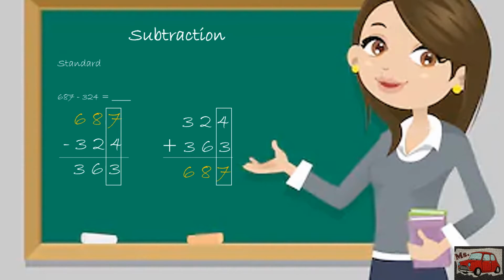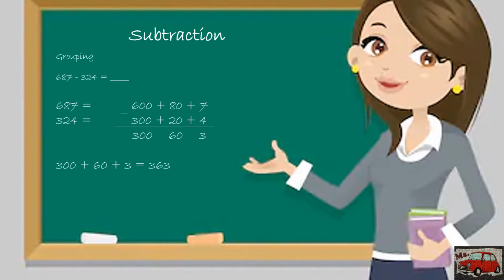To check if our answer is correct, we know that the opposite of subtraction is addition, so we just add the difference and the subtrahend. Again, same, we line them up according to their place value. So, 4 plus 3, 7, 2 plus 6, 8, 3 plus 3, 6. If the sum is the same as the minuend in the subtraction, it means your answer for the difference is correct.